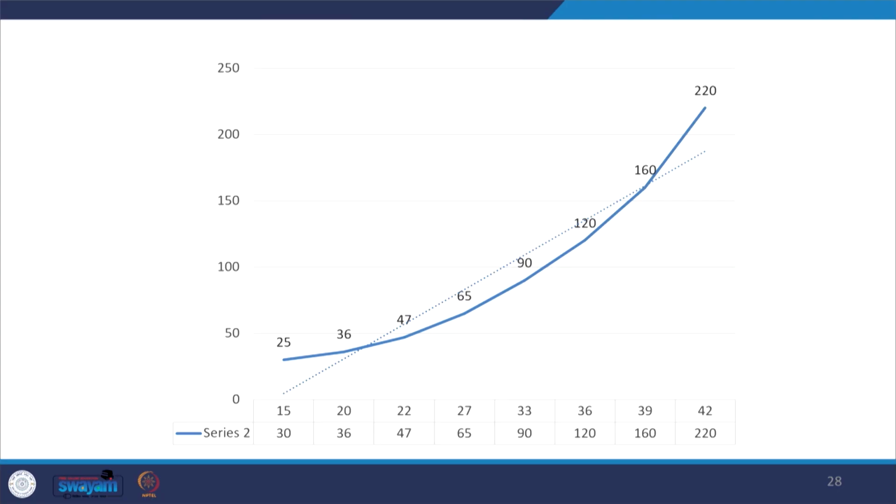This is how it looks, for example, you see. The data is moving at a different pace altogether. If you see, it is not linear. Linearity would have been something different, but here it is going through an exponential form.